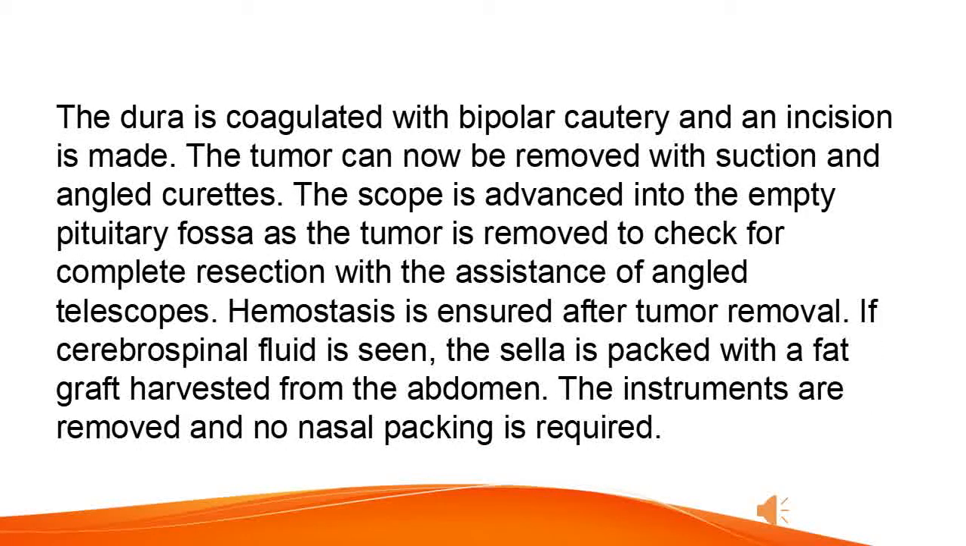The dura is coagulated with bipolar cautery and an incision is made. The tumor can now be removed with suction and angled curettes. The scope is advanced into the empty pituitary fossa as the tumor is removed to check for complete resection with the assistance of angled telescopes. Hemostasis is ensured after tumor removal. If cerebrospinal fluid is seen, the sella is packed with a fat graft harvested from the abdomen. The instruments are removed and no nasal packing is required.